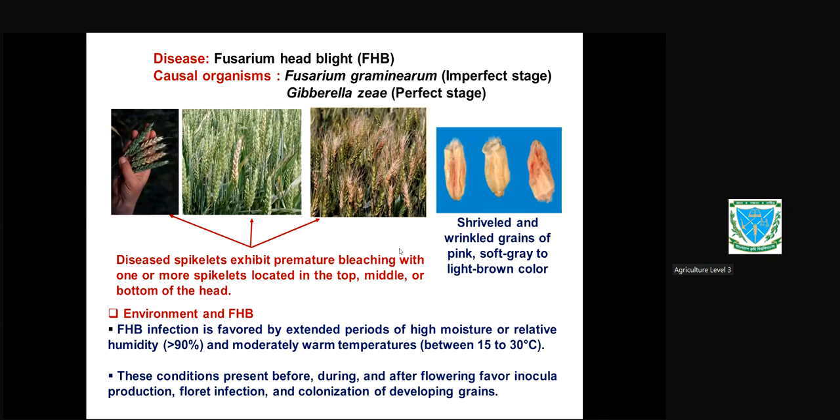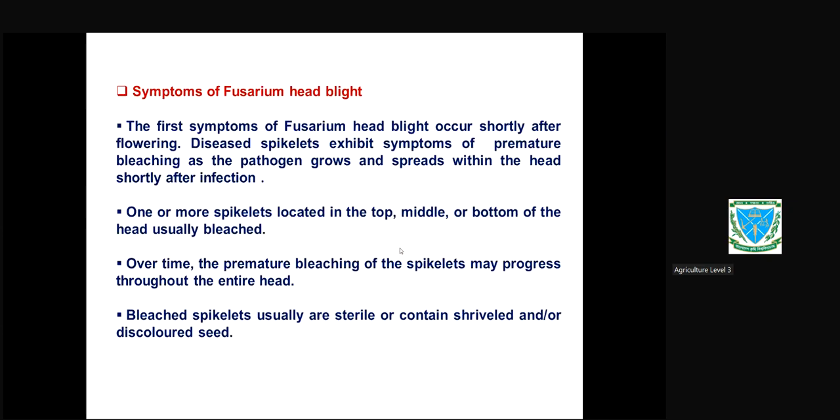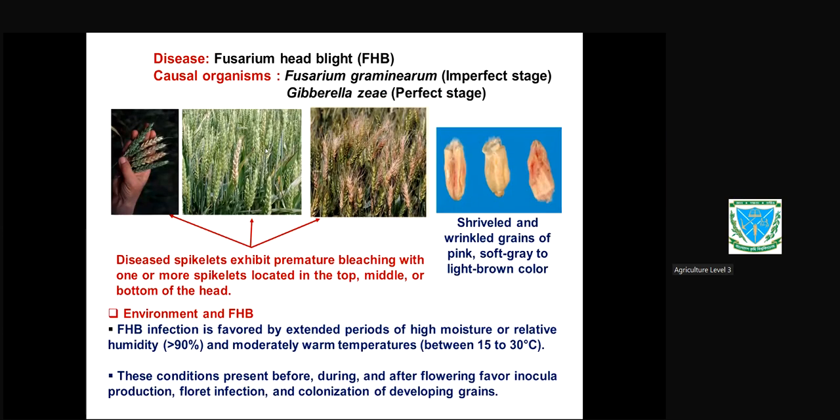You see the very close symptom with blast, but there is a distinct difference. You see here, diseased spikelets exhibit premature bleaching with one or more spikelets located in the top, middle, or bottom of the head. গমের শীষের মাঝখানতে, মাঝামাঝিতে, অথবা উপরের দিকে অথবা নিচের দিকে যেখানে সেখানে দুই একটা করে গ্রেন, ওই আগের যে ব্লাস্ট ডিজিজ আছে সেটার মতো ব্লিস্ট আউট হয়ে যেতে পারে, কিন্তু সরাসরি একটা উপর থেকে নিচের দিকে ব্লিস্ট আউট হবে না। ক্লিয়ার সবার কাছে?